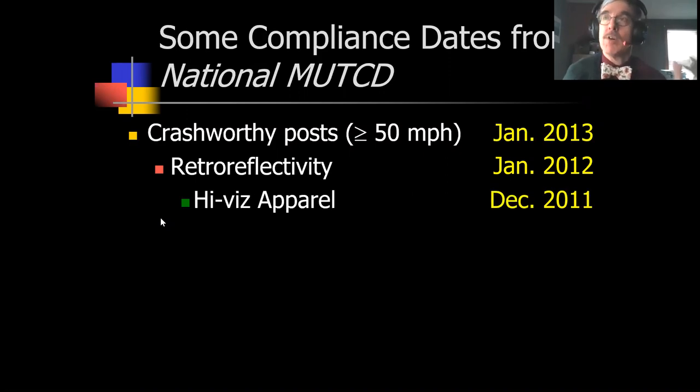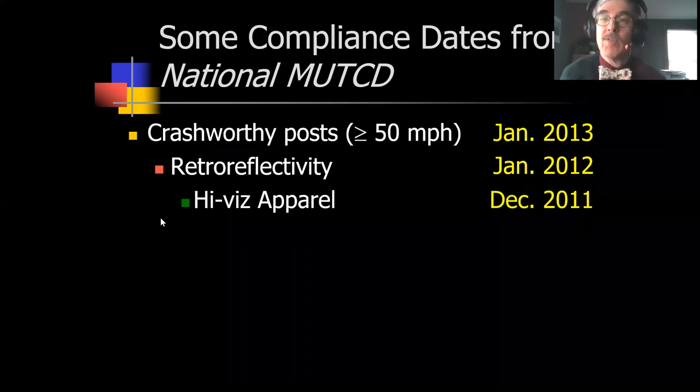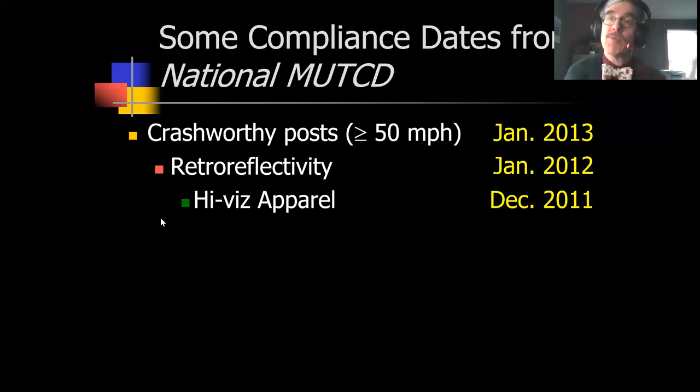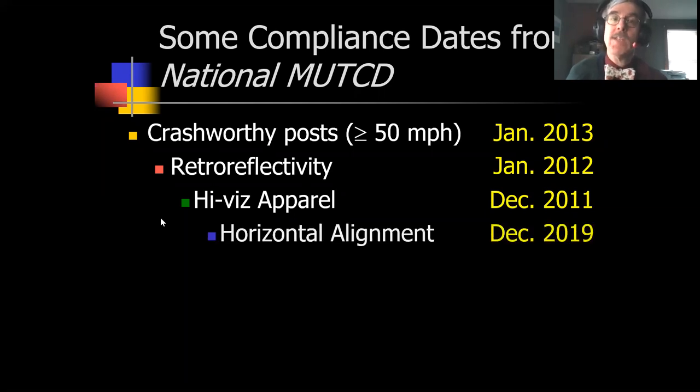High-vis apparel, I hope you're all using it, because it was a requirement for anyone in the right-of-way as of December of 2011. Now, a couple more recent ones have just come into play. One is on horizontal alignment signs, and I'll show you the details. That's 2019, of last year.